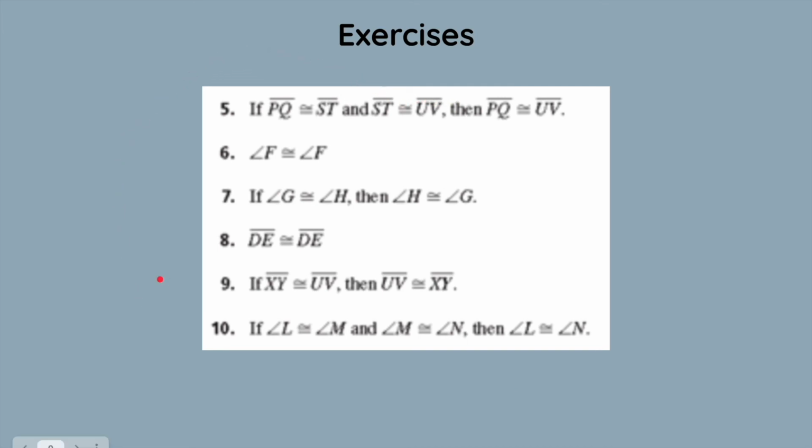What you want to do here is find the property of congruence, whether it be angle or segment congruence, and if it's transitive, reflexive, or symmetric. So number 5 should be the transitive property of segment congruence. 6 is reflexive property of angle congruence. 7 is symmetric property of angle congruence. 8 is reflexive property of segment congruence. 9 is symmetric property of segment congruence. And finally, 10 is transitive property of angle congruence.